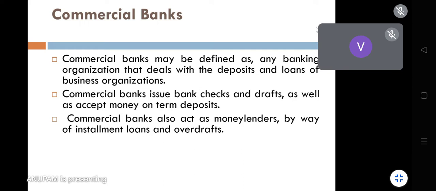Commercial banks also act as money lenders by way of installment loans and overdrafts. Now here you will see that commercial banks act as money lenders means what? They will also facilitate, like you take the loan and you pay in installments. Okay.